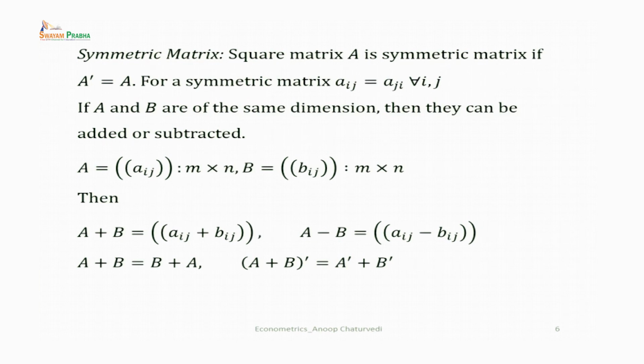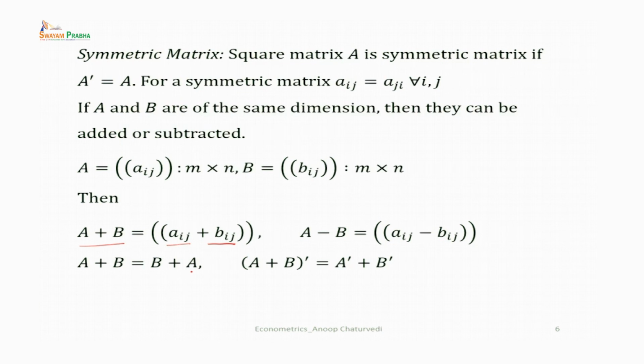If you have two matrices A and B of the same dimension, then they can be added or subtracted. So, suppose A is of order m cross n with ijth element Aij, B is of order m cross n with ijth element Bij, then for obtaining A plus B, we simply add the elements of A and B. We add the ijth element of A with the ijth element of B to obtain the ijth element of A plus B. Or to obtain the ijth element of A minus B, we simply take Aij minus Bij.